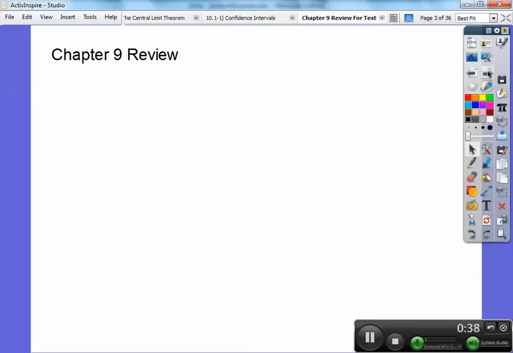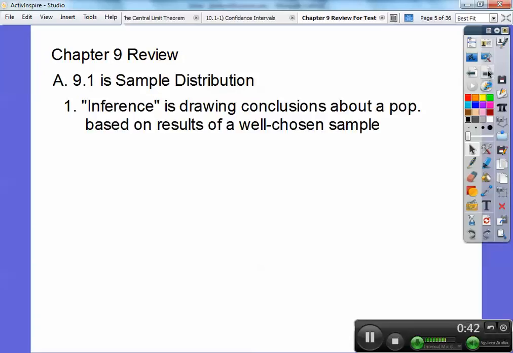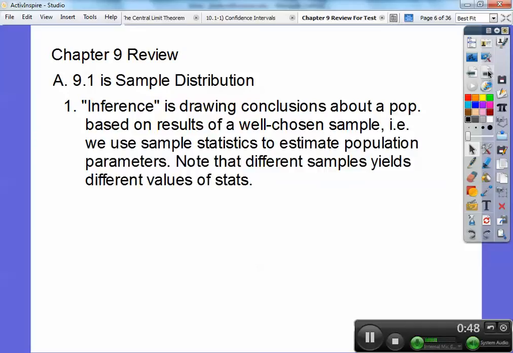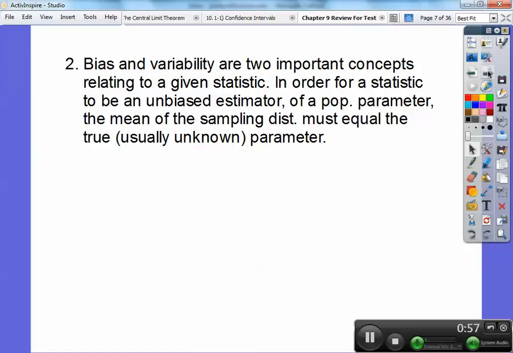Okay. So chapter 9 review. Let's go ahead and get started. So a sampling distribution. Inference is drawing conclusions about a population based on results from a well-chosen sample. In other words, we use sample statistics to estimate population parameters. So note that the different samples yield different values of statistics.